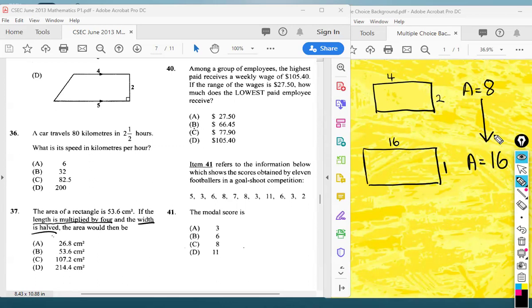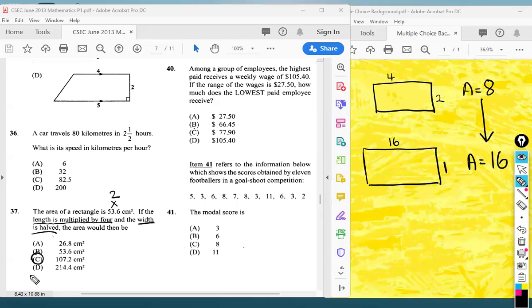So you kind of see a relationship there. Whenever you make the length 4 times longer and the width half, the present area gets twice as large. So they're just asking you to multiply this by 2, which will be obviously 107. So you can use simpler values to deduce or find a relationship of how the area would be affected.